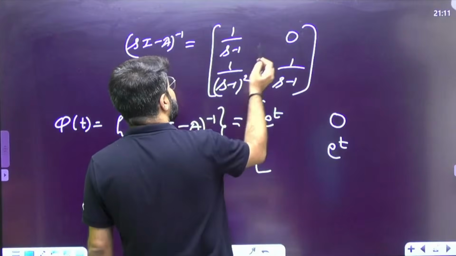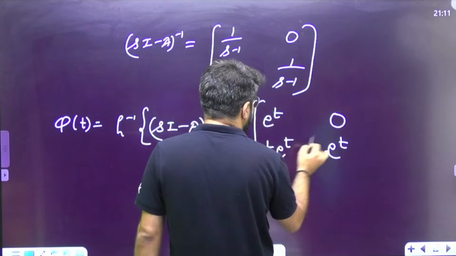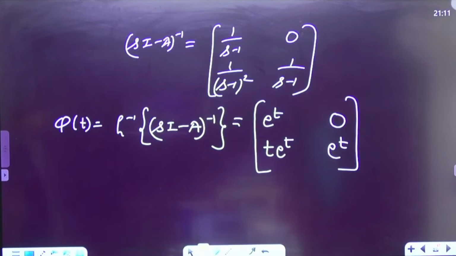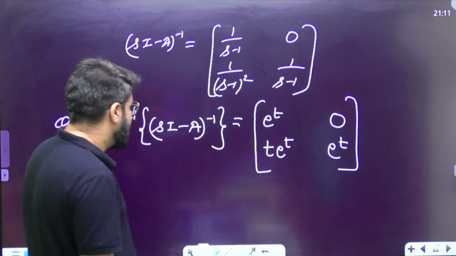And 1 upon (s minus a) whole square gives t e power at, sorry, t e power t. These are the required inverse Laplace formulas. Correct? This is the state transition matrix. So, final answer.